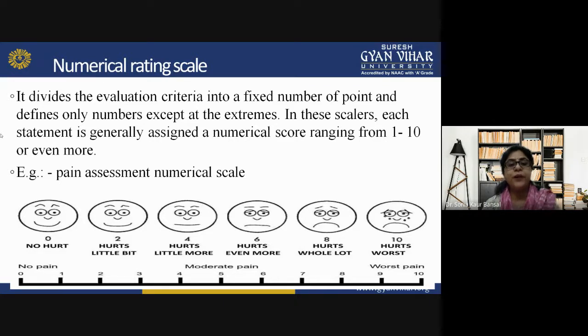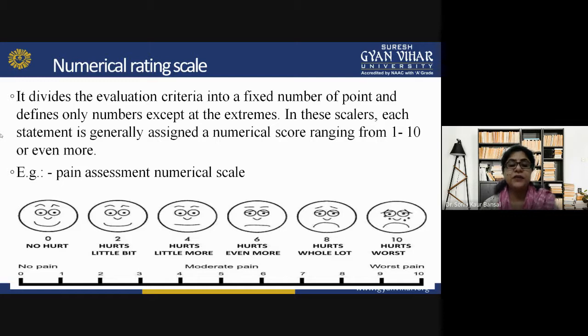Now this is, for example, a pain assessment numerical scale. Now I have to rate the pain. You can see on this screen that from 0 to 10, there is a numerical rating scale given to you, and when I'm talking about 0 to 1, there is no pain, that means no hurt, and the expressions, beautiful expressions, are given through smileys on your screen. So if your rating falls from 0 to 1, then according to this numerical rating scale, there is no hurt, that means no pain. But if your rating falls from 1 to 3, then it is falling in category 2. So it is hurting a little bit.